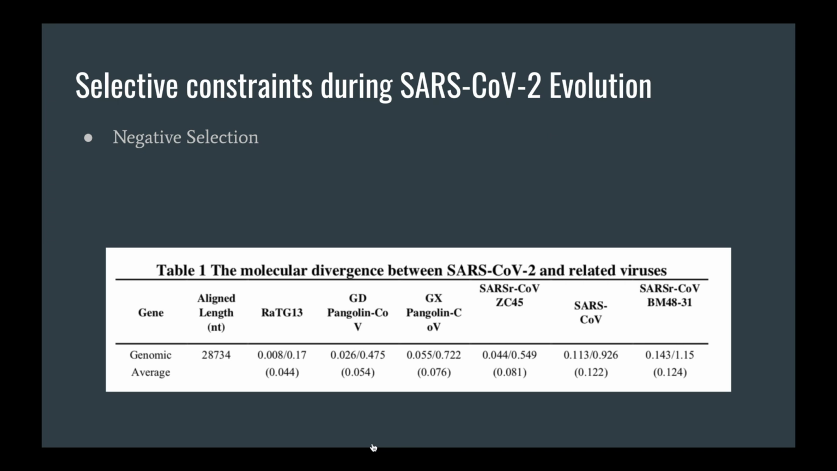Alright, so this article also analyzed the selective constraints of the evolution of SARS-CoV-2. To determine these selective constraints, a couple of methods were used. Strong indications of negative selection were found for non-synonymous mutations during viral evolution, as the genome-wide omega value between SARS-CoV-2 and the other coronaviruses ranged from 0.044 to 0.124, which you can see at the bottom of the table in the average column. This can be interpreted as an 87.6% to 95.6% removal of non-synonymous mutations by negative selection.